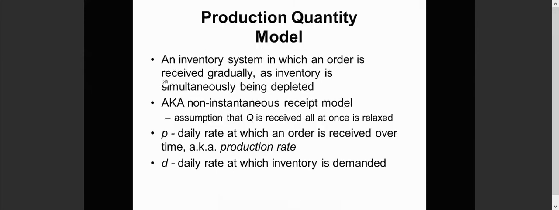An inventory system in which an order is received regularly and an inventory is simultaneously being depleted is also known as a non-instantaneous receipt model. The assumption that Q is received all at once is relaxed. So the P refers to the daily rate at which an order is received over time, also known as the production rate. D represents the daily rate at which inventory is demanded.